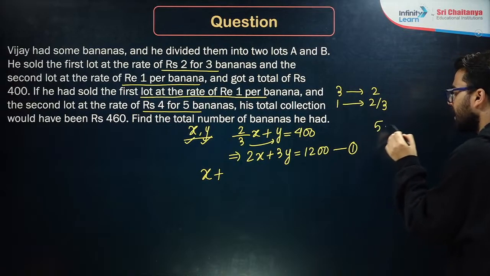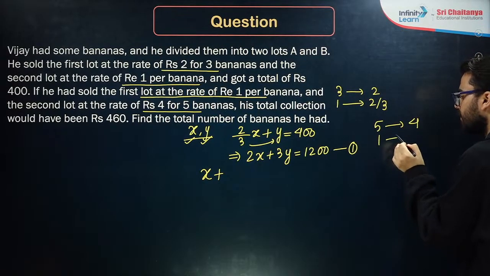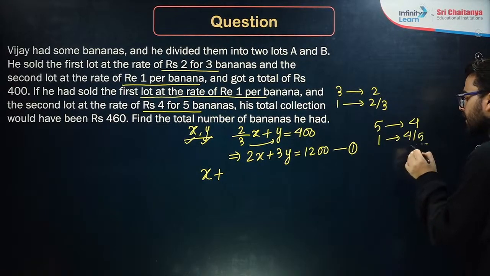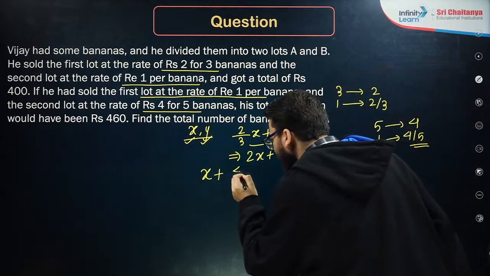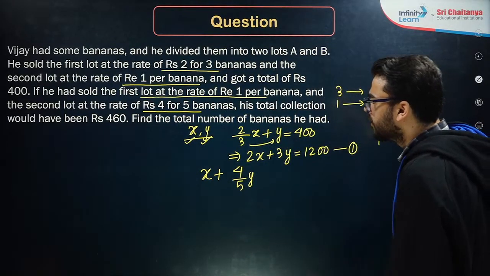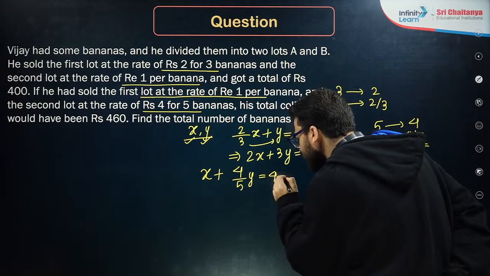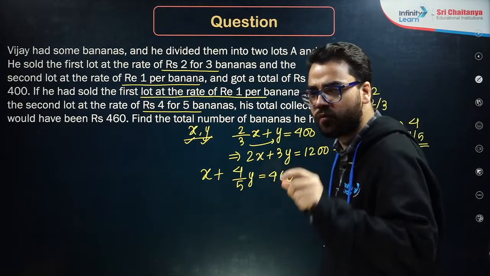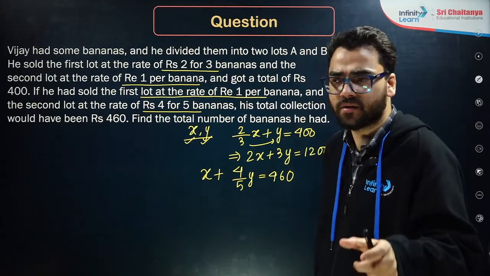So for 5 bananas ₹4, so for 1 banana ₹4 by 5. So for y bananas you will have 4 by 5 into y, and that is equal to what? 460 over here. This is a very important question. I'll tell you why this is important. Please try to concentrate properly.